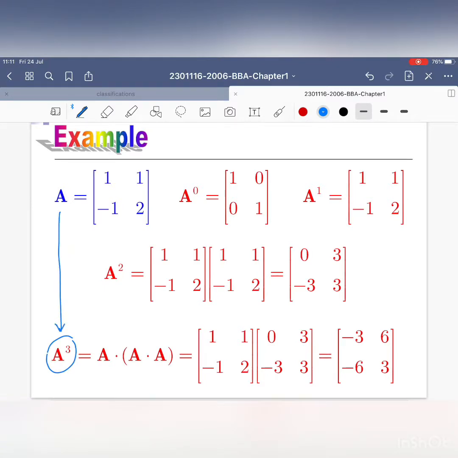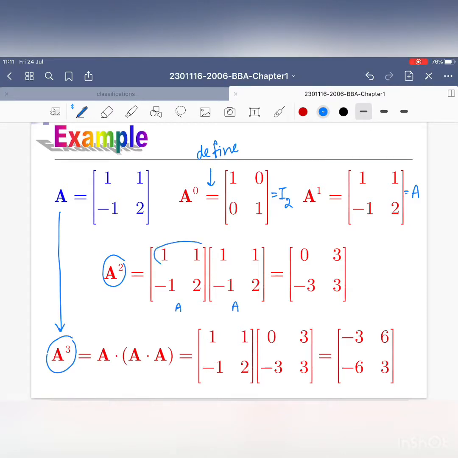Okay, so for example, if you need to do the A cube with this matrix A, of course A to the 0, this is a definition, okay, so you define it to be the identity of the 2 by 2 matrix. A to the 1, of course, is A itself because there is nothing to do, right? But A square is your A multiplied by another A.